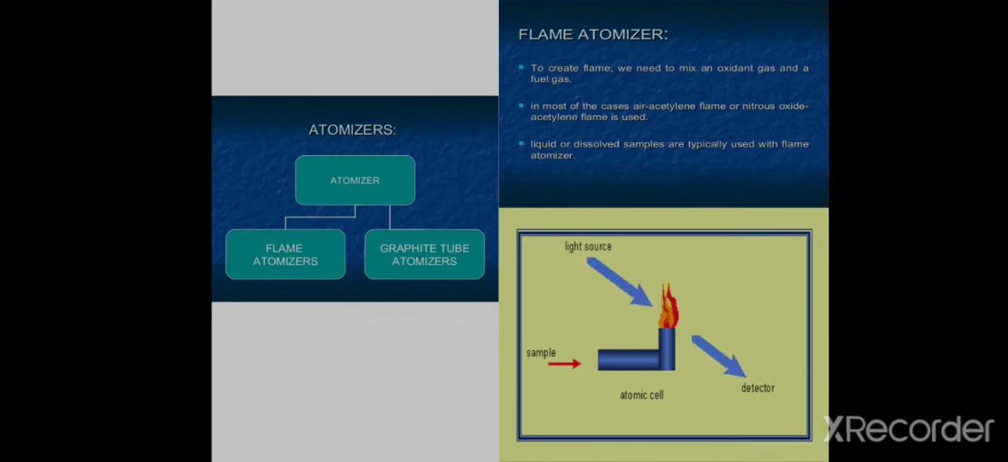Atomizers are of two types. One is the flame atomizer and the other is the graphite tube atomizer. For flame atomizers, to create the flame we need to mix an oxidant gas and a fuel gas. In most cases, an air acetylene flame or a nitrous oxide acetylene flame is used. Liquid or dissolved samples are typically used with the flame atomizer. This is the flame atomizer picture.